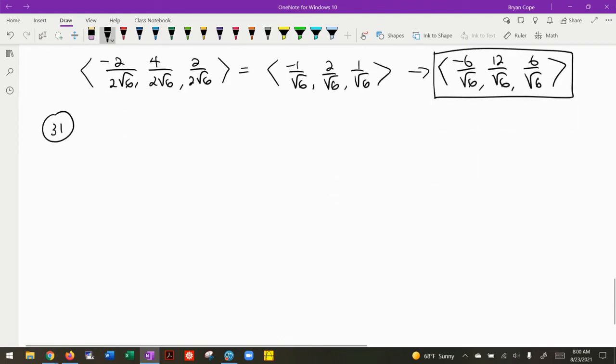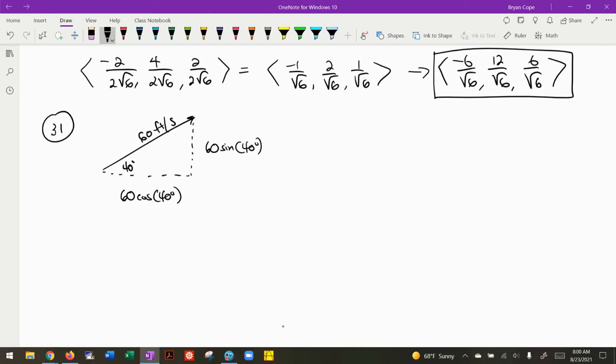Okay, so 31 says, a quarterback throws a football with an angle of elevation of 40 degrees and a speed of 60 feet per second. Find the horizontal and vertical components of the velocity vector. Shouldn't be too new to you, even though we didn't do one just like this in class. We're taking a vector and just finding its components in the x and y direction. So magnitude is 60 feet per second, and the angle of elevation is 40. So this component is 60 cosine 40, and this component is 60 sine 40. And we will grab those on the calculator real quick.